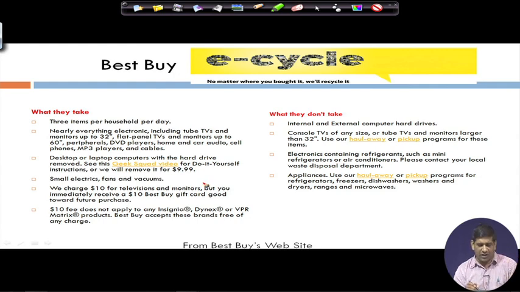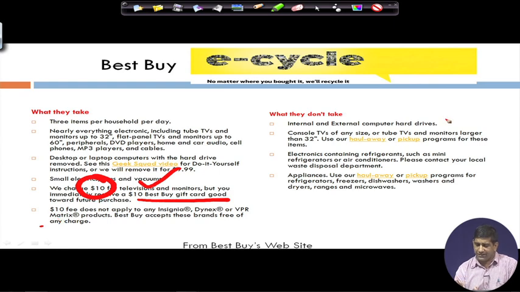And small electric fans, vacuums, and then they charge some for televisions and monitors. They charge $10, but they also give you a $10 Best Buy gift card, just to handle that. For some other products they do not charge. So it is based on how they have arrangements with different companies.